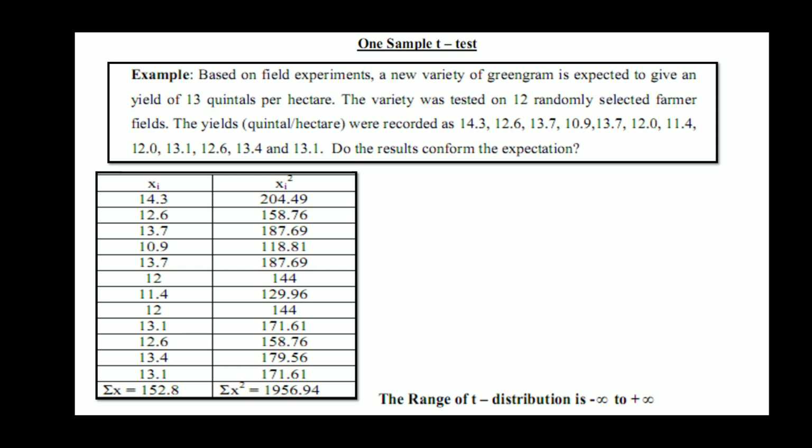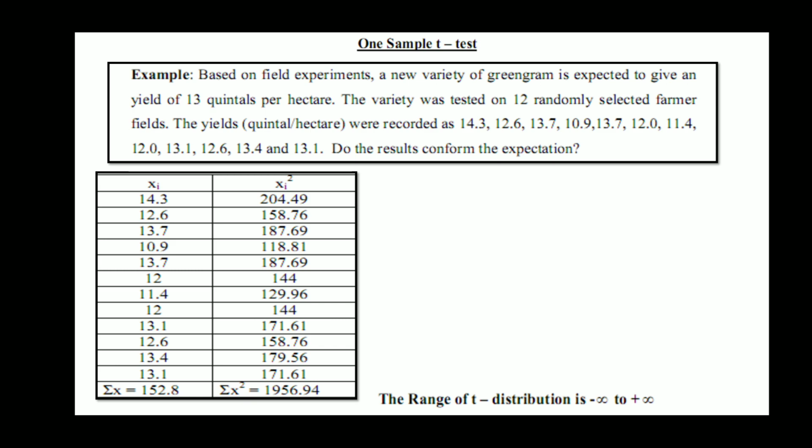Okay, so let's take an example here. Here I am considering a one sample t test, and it says that based on a field experiment, a new variety of green gram is expected to give a yield of 13 quintals per hectare. The variety was tested on 12 randomly selected farmer fields. The yields were recorded as shown. Do the results confirm the expectation? So here we are dealing with a one sample t test.